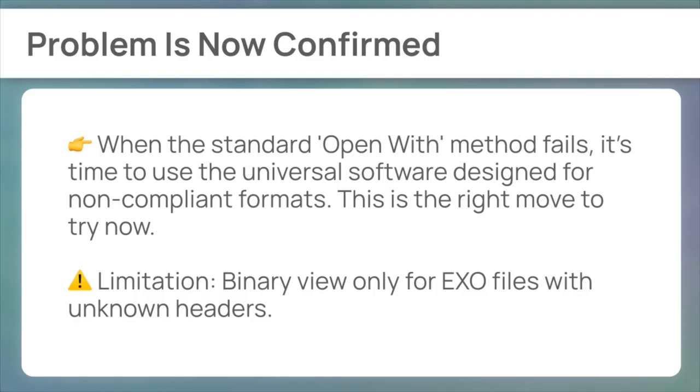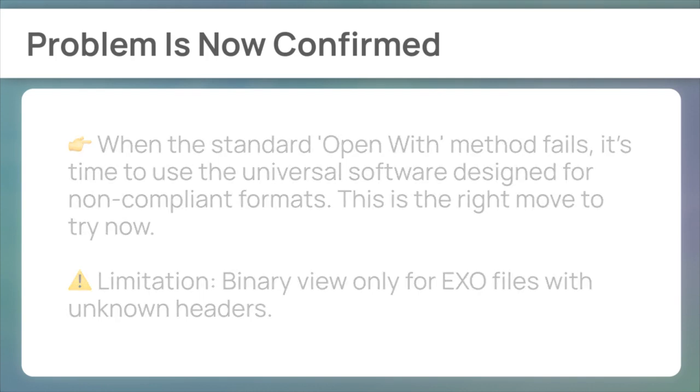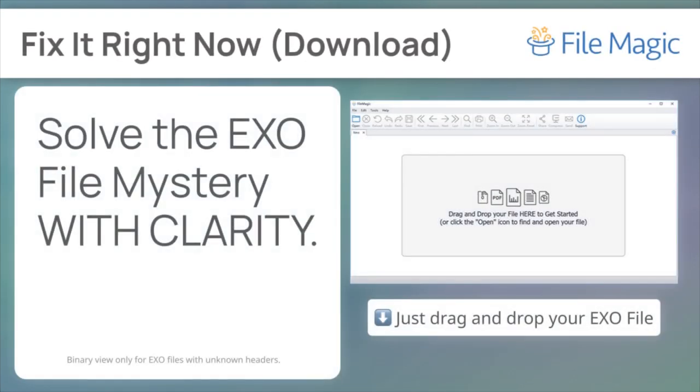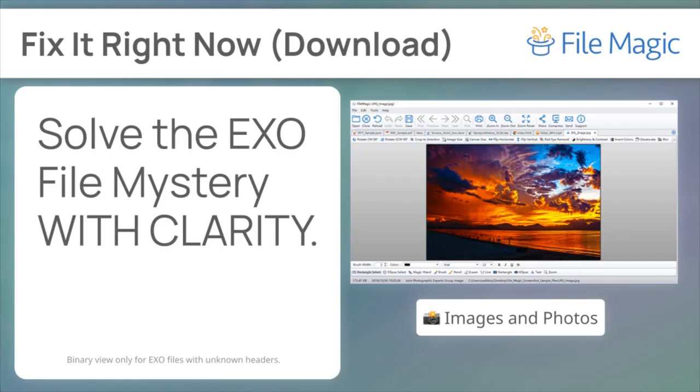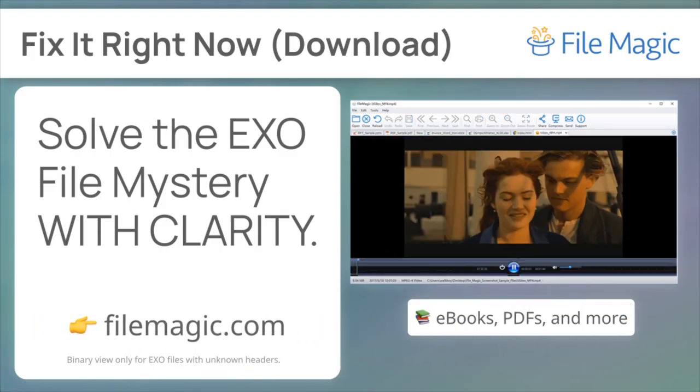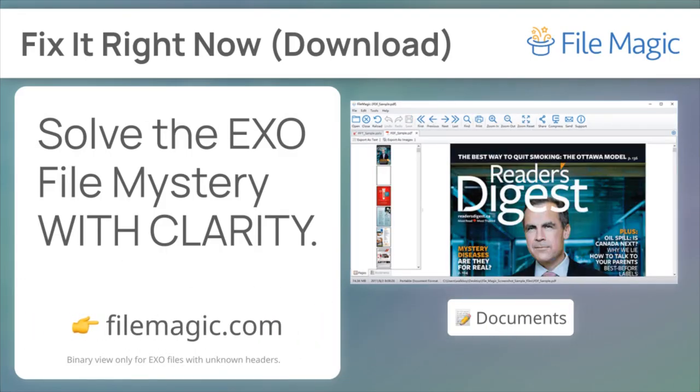The required solution is to try the professional decoder that gives us the best chance. The reason I use FileMagick is simple. It can read content from corrupted archives that standard programs reject outright. It's the guaranteed way to view your EXO file.